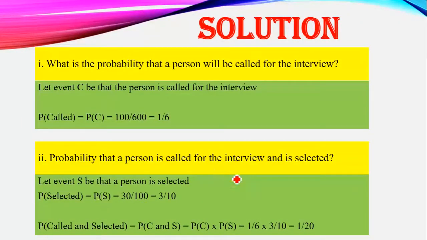Back to our question. Therefore, the probability of being called and selected will be given by what? It is the same as the probability of C and S, which is the probability of being called multiplied by the probability of getting selected. And we have gotten that the probability of being called is a sixth. The probability of being selected is 3 out of 10. So when you multiply the two, that is applying the rule of multiplication in probability, you get 1 over 20 as the probability of getting called and selected.